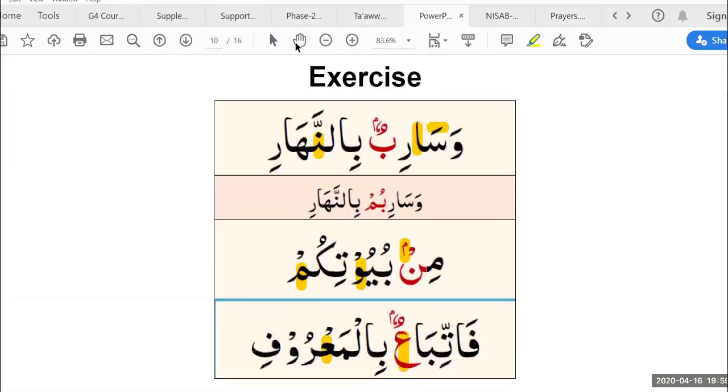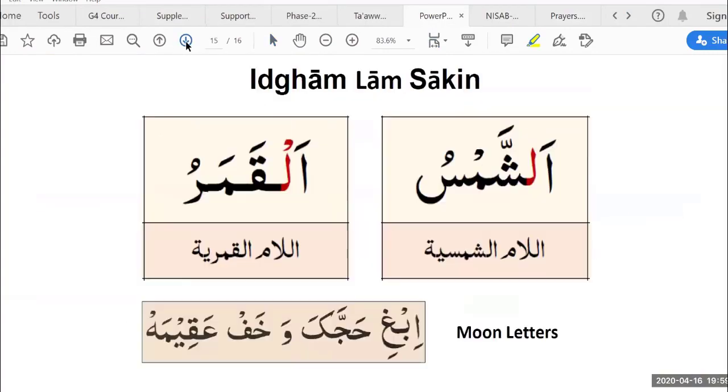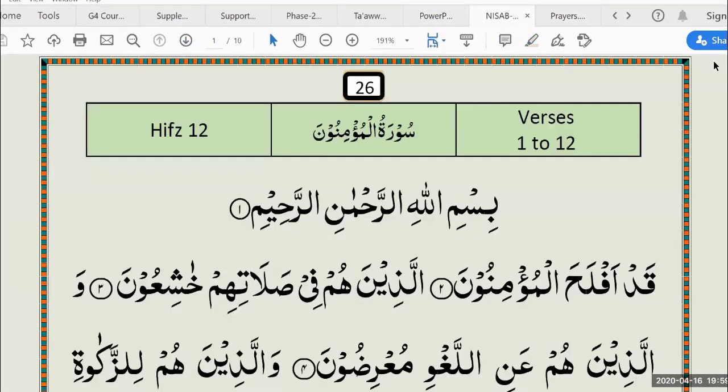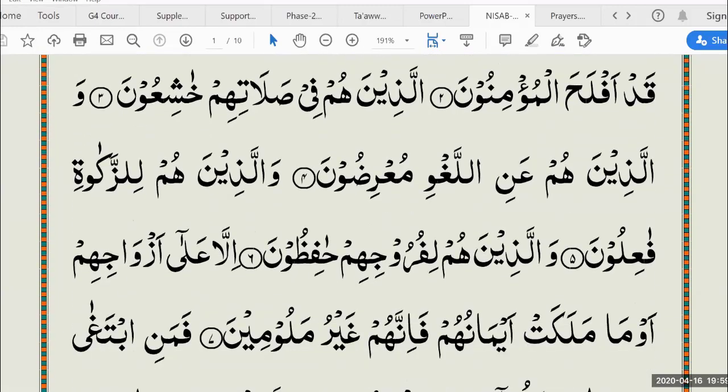I just wanted to correct myself on one thing. When we had ha, I said it's a harf tafkhim. That was incorrect. For example, where do we have ha here? On the second one. It's not a thick letter, but it's a harf halqi, but it would still be pronounced from the middle of your throat. So just to correct myself there, sorry. That's right, Jazakillah.